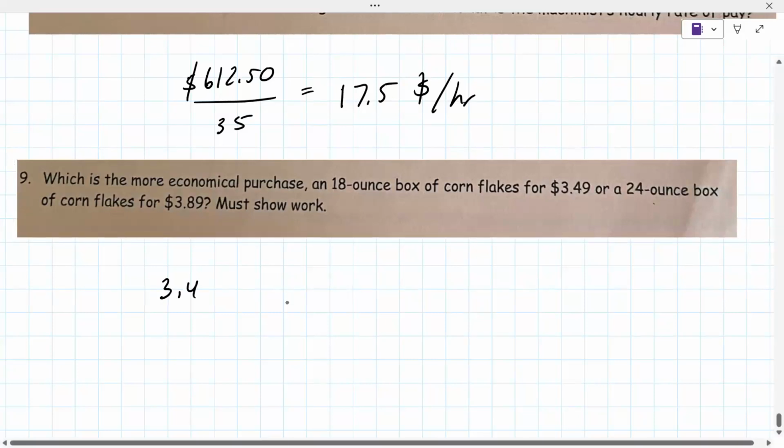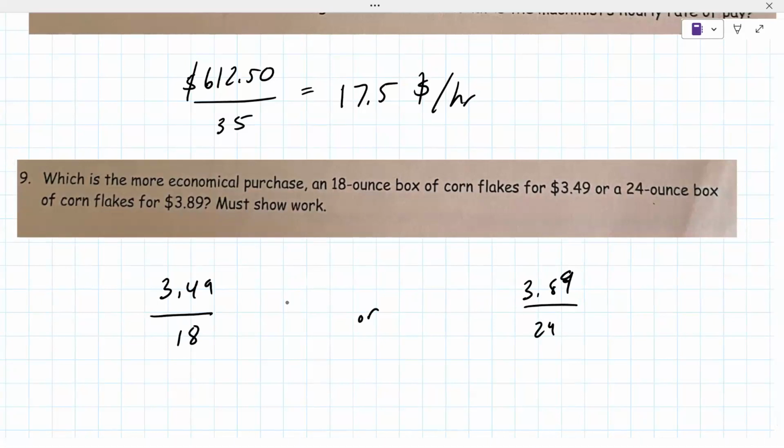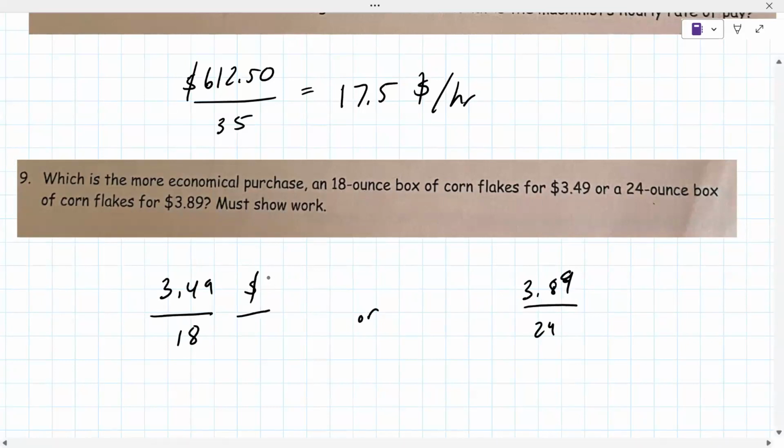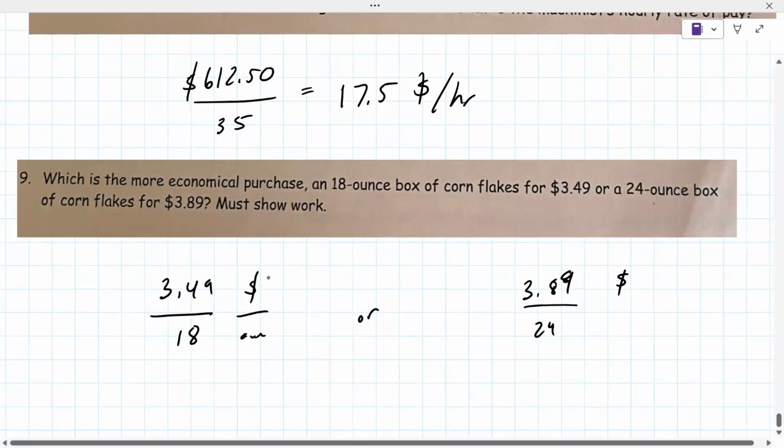Yeah. $3.49 for 18 ounces, or $3.89 for 24 ounces. Now, maybe your intuition tells you which one is cheaper, but you always want to be on the lookout, just being careful that you don't assume wrongly. 18 ounces for $3.49. It's always dollars on top. It's always dollars per something. And you'll find that the one on the right is the better value.